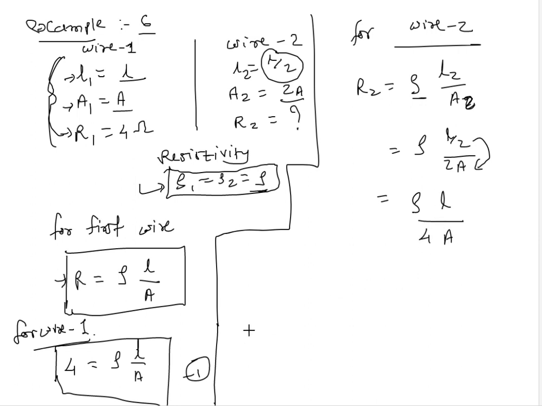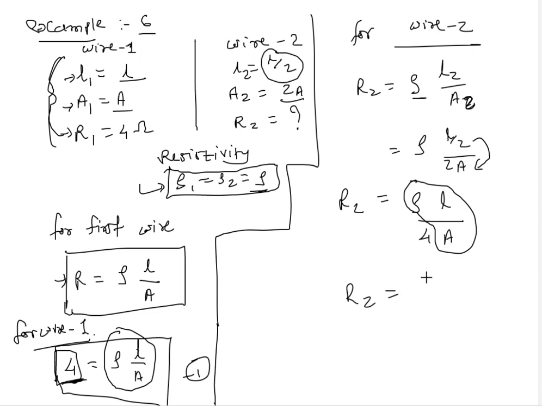Now just check the first result. First result means rho L by A. The value of rho L by A is given as 4. So in place of rho L by A, we can place the value 4, divided by 4. So resistance 2 is 4 divided by 4, which is equal to 1 ohm. So the value of resistance 2 comes to 1 ohm.